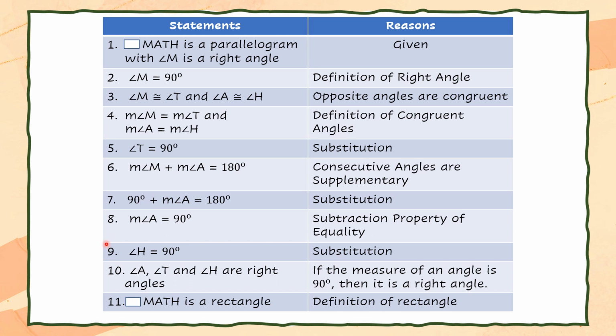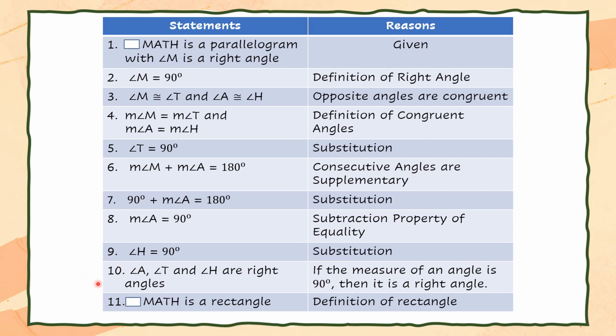Next statement, angle H is equal to 90 degrees. Since angle A and angle H are congruent angles, therefore the measure of angle A will be the same as the measure of angle H, or the measure of angle H will be the same as the measure of angle A. So therefore, angle H is now equal to 90 degrees by substitution.